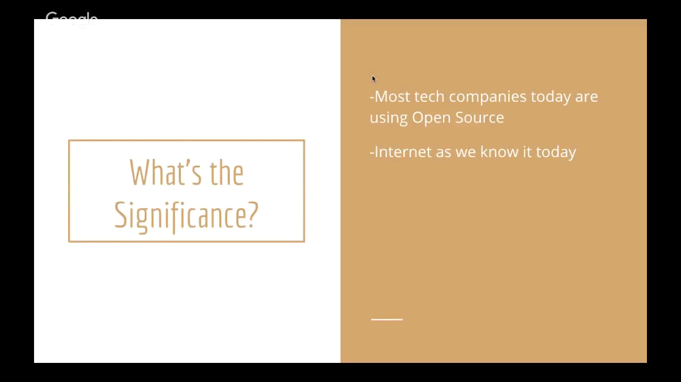Okay, so what's the significance? This is really what it all comes down to. In 2015, a study found that 78% of companies use open source software. This includes IBM, Microsoft, AT&T, Panasonic, and even Facebook. Not only has it been something we all as internet users rely on, but it's really reinvented the internet as we know it today.